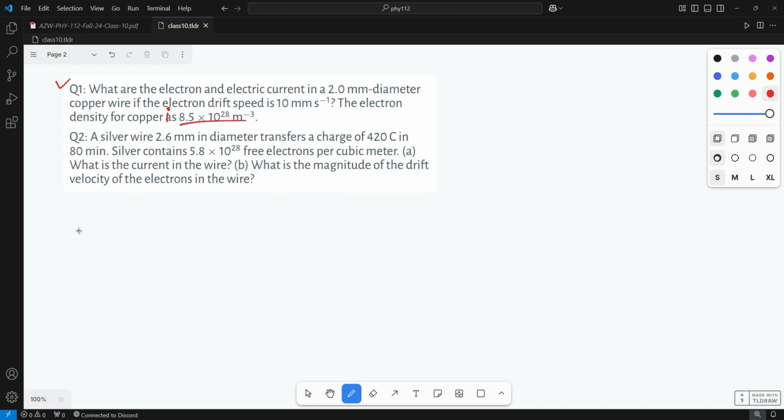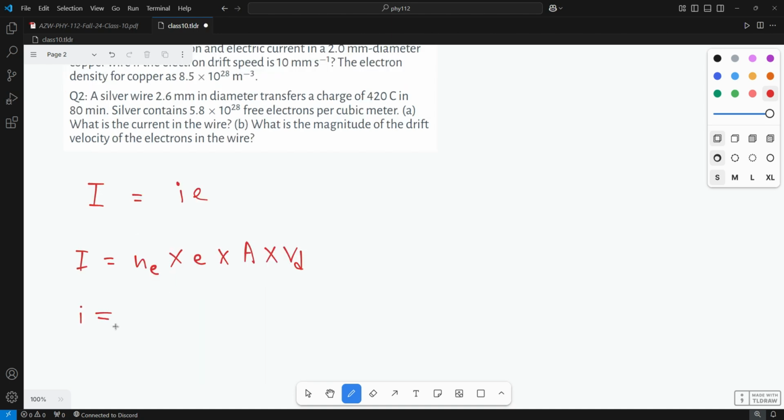So we have to find out the electric current, which is I, and electron current, which is small i, respectively. Capital I is small i times e, where I is the number of electrons per cubic meter times the charge of an electron times the area of cross section times the drift velocity, and small i is everything similar to this without this e, which is n e times A times drift velocity.